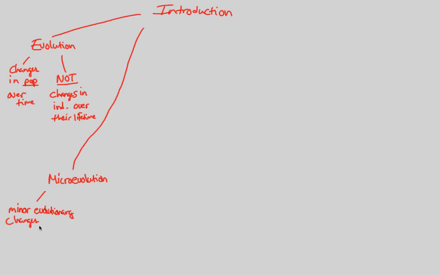Of course, these minor evolutionary changes are of the population. Okay, so minor evolutionary changes of populations, and now we'll actually say over few generations. So from generation to generation, we'll see some minor changes. And this is what microevolution really entails.